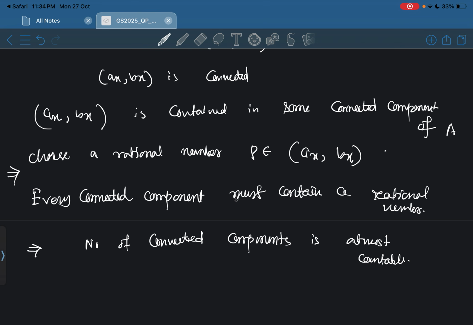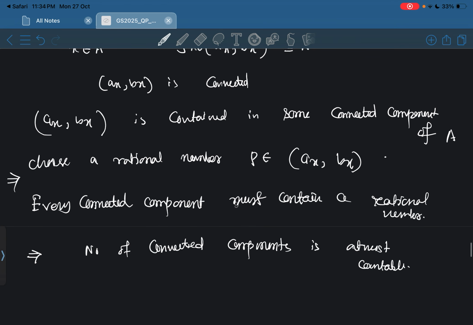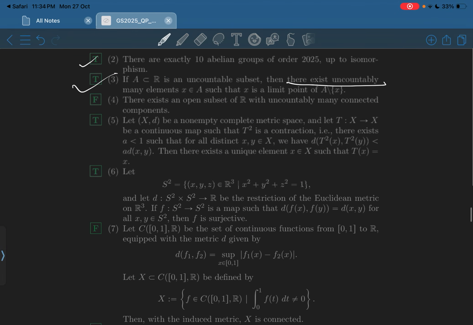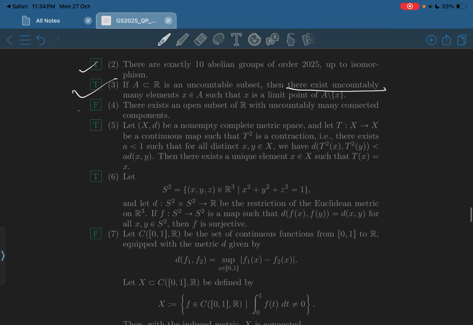So that's why try to understand the concepts very well and try to approach in this way, okay? And those who have solved some previous year problems can get some idea. So solving previous year's problems is very, very important, okay? So that's why this problem is done. So that's why it is false, because there can be at most countably many connected components, okay?